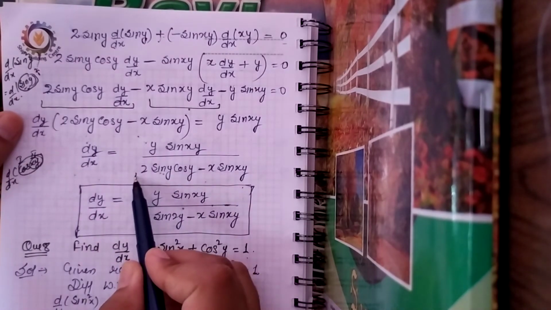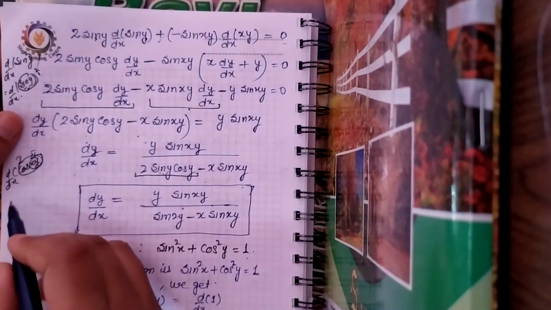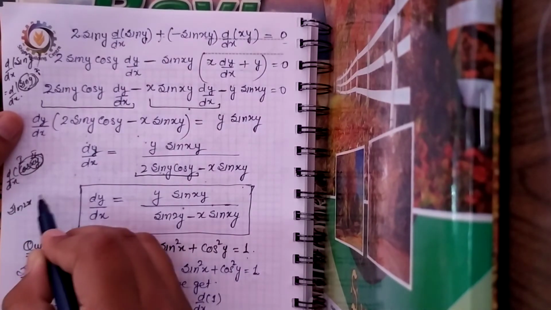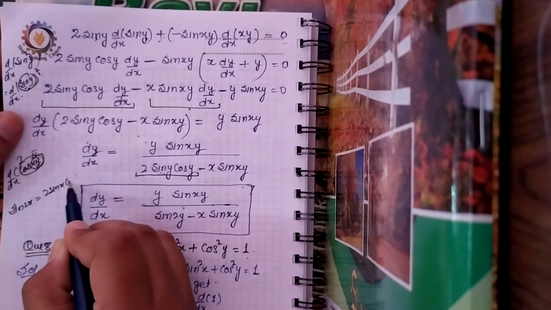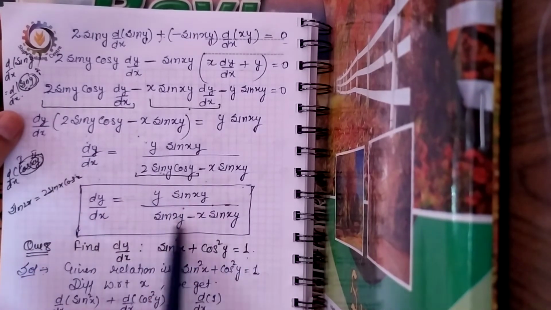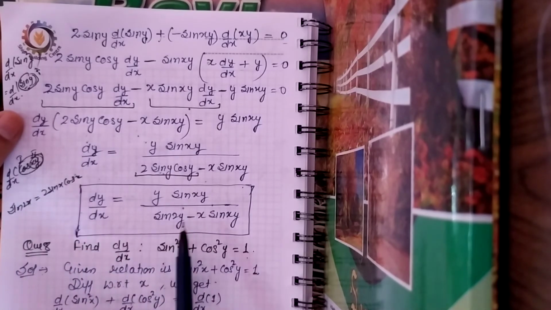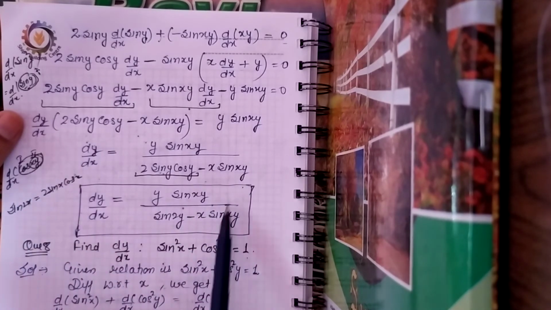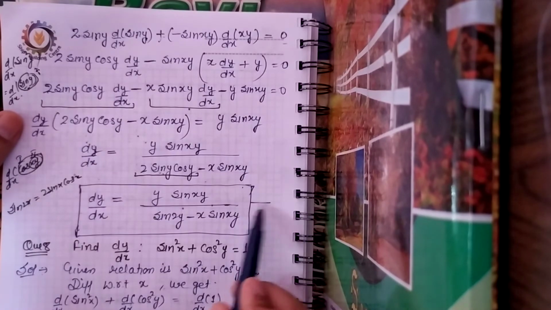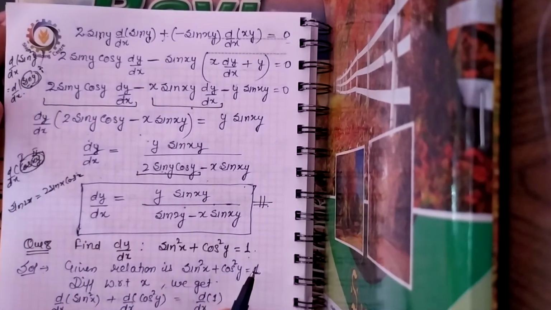So what is 2 sin y cos y? Sin 2x is equal to 2 sin x cos x. In the same way, 2 sin y cos y changes to sin 2y minus x sin xy. So that is the answer of the seventh question.